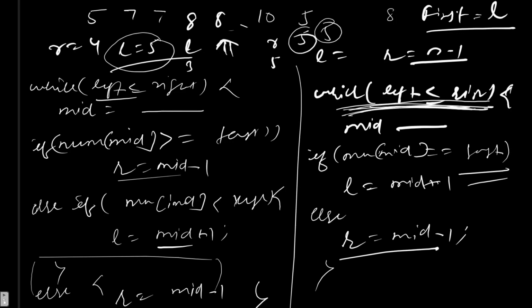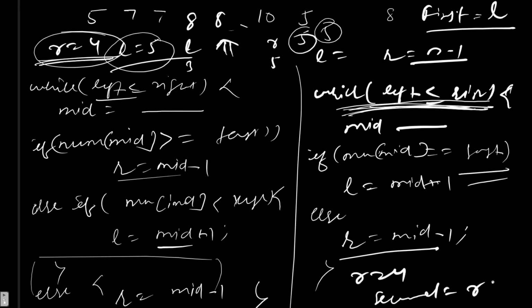Now how can we say that we have found our right index? We can see that wherever our R is present, that is our right index. So in this case R is going to be 4, and this is going to be the second position, that is second equal to R. Now we have to return the first and second, and then we will be able to find our answer.